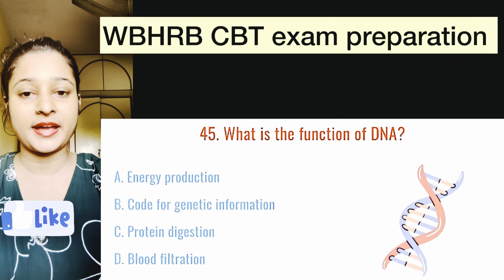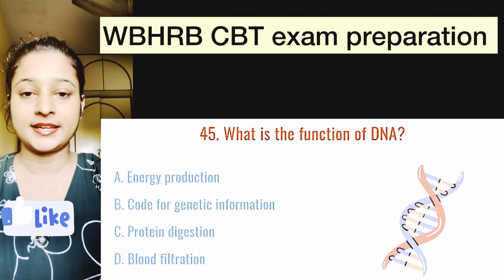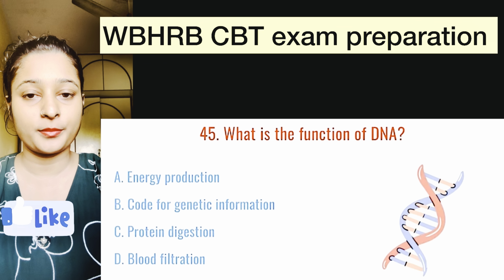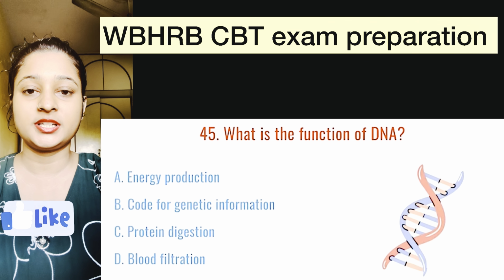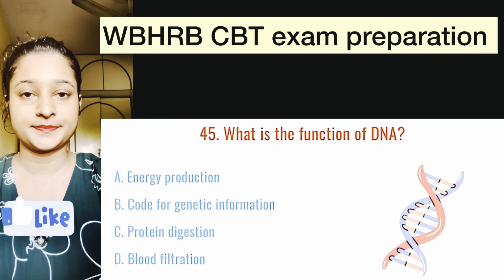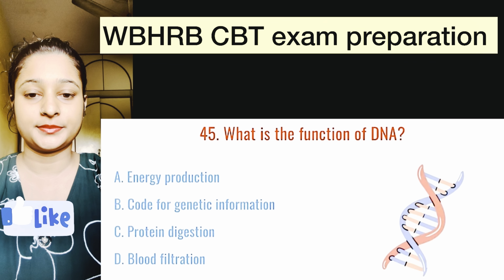Question number 45 is, what is the function of DNA? Option A is energy production, option B is code of genetic information, option C is protein digestion and option D is blood filtration. Here correct option is option B code for genetic information.